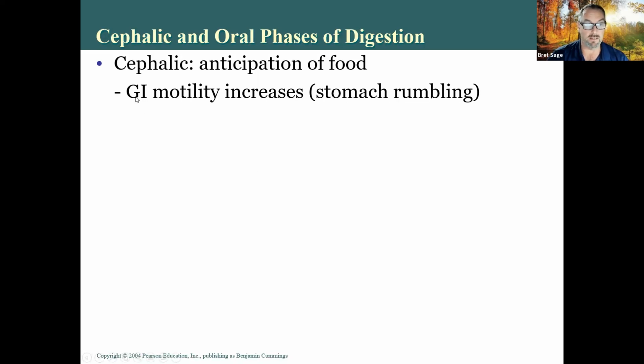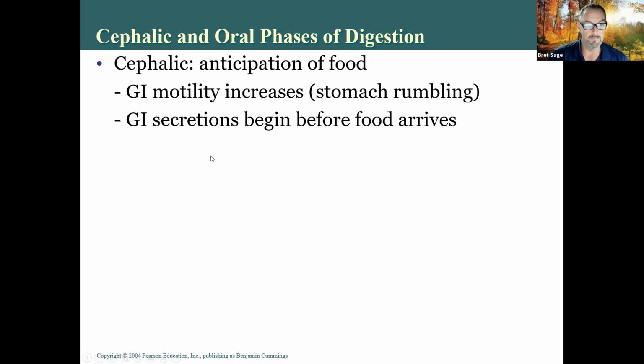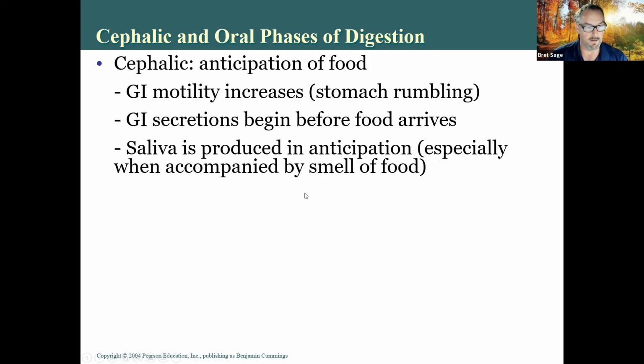GI basically stands for gastrointestinal. Motility increases. That means your stomach starts to move. And because there's gas in it, it starts making squeaking and rumbling sounds, and that's the rumbling sound that you hear when you're hungry. So basically your stomach is saying, hey, I'm ready for food, go ahead and put some food in. GI secretions begin before food arrives. So the idea is that when the food first arrives in your stomach, there are already digestive enzymes there so that the digestive process gets a kickstart.